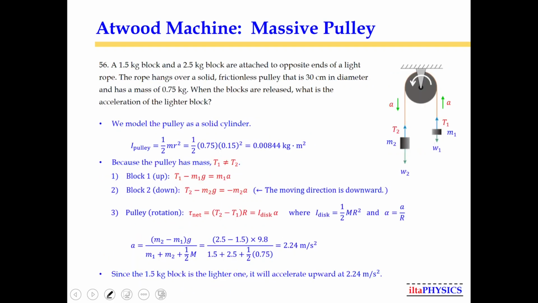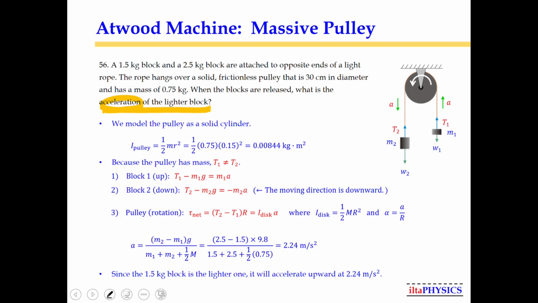Problem 56 is a classic Atwood machine problem involving a pulley with mass. According to the problem description, 1.5 kilograms and 2.5 kilograms blocks are hanging on each side, and while the pulley has no friction, it has a diameter of 30 centimeters and a mass of 0.75 kilograms. The problem is asking for the acceleration of the lighter 1.5 kilograms block.